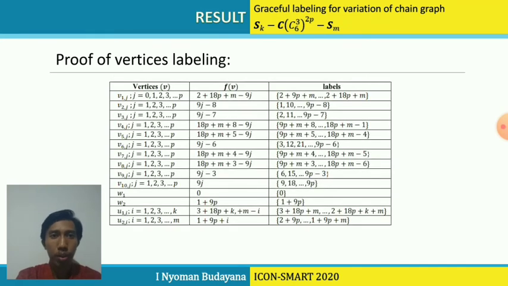This is a proof for the vertex labeling. See the table of labels. The labels used are all different. Every vertex has a different label, and the labels are from 0 until 2 plus 18p plus m plus k. So this is an injection, or one-to-one function.